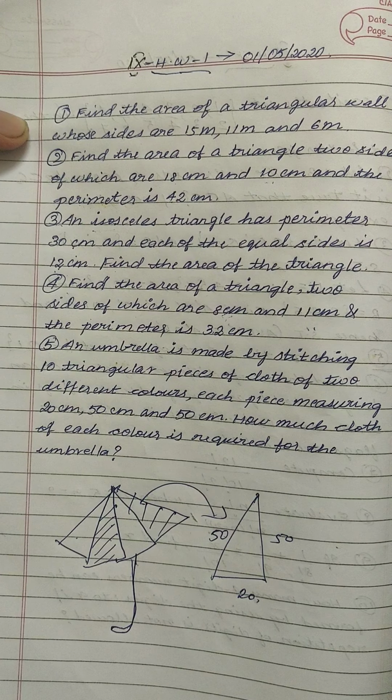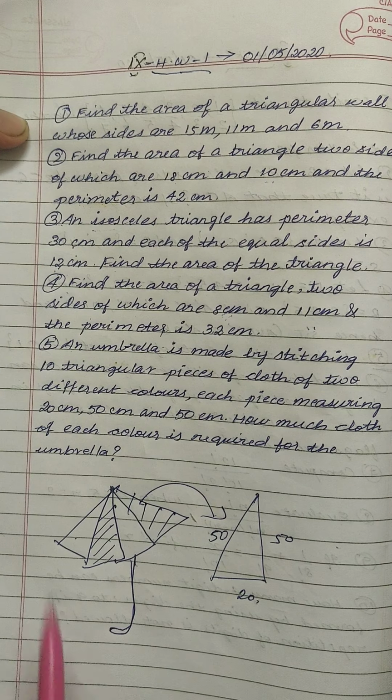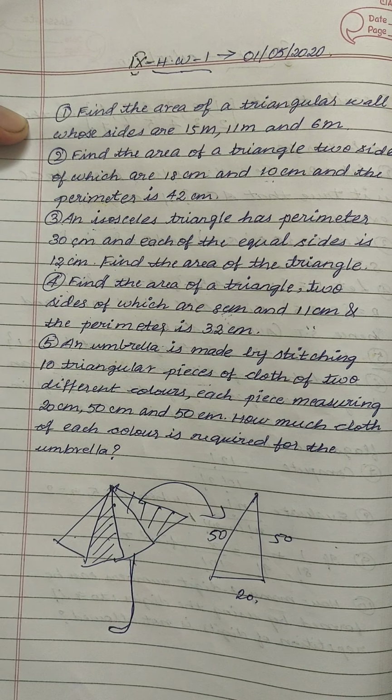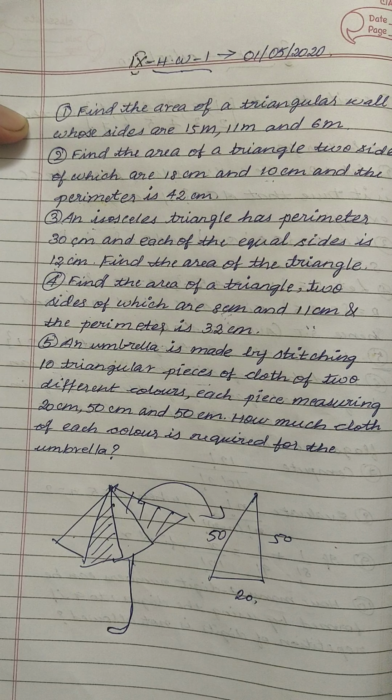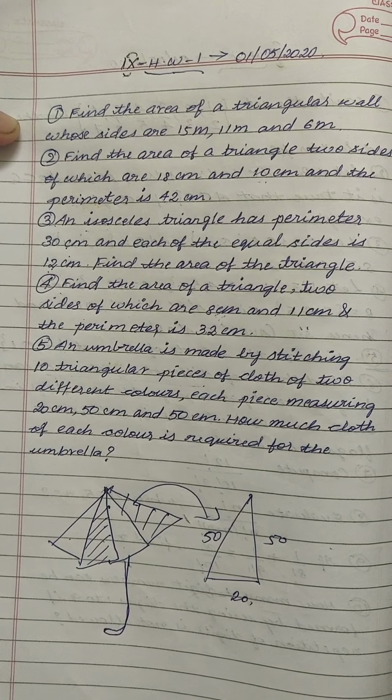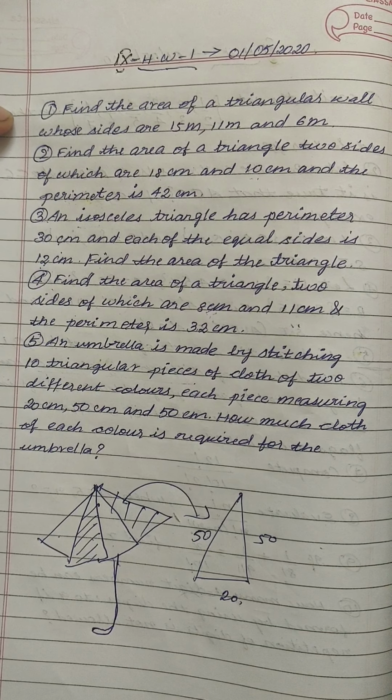How much cloth of each color? So totally they have given it is made up of 10 triangular pieces. So 5 pieces will be of one color and 5 pieces will be of another color. So what you have to do is find the area of this triangle and multiply by 5. So what you get is the final answer. You do this, we'll discuss the answers in the class. Thank you.